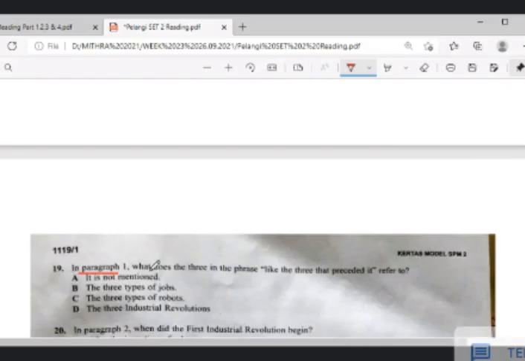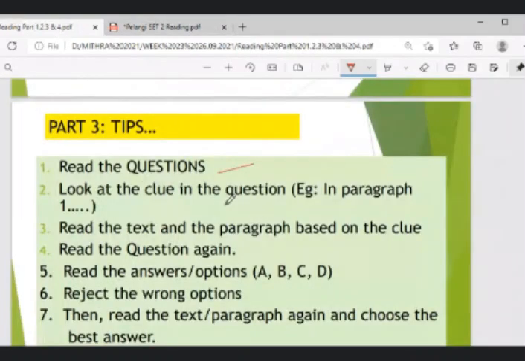If you catch the question, there is a clue in it, for example in paragraph 1. So you can immediately go to paragraph 1. At least you know that the answer for question number 19 is in paragraph 1. So that is how you should answer. Look at the clue in the question, then read the text and the paragraph based on the clue.